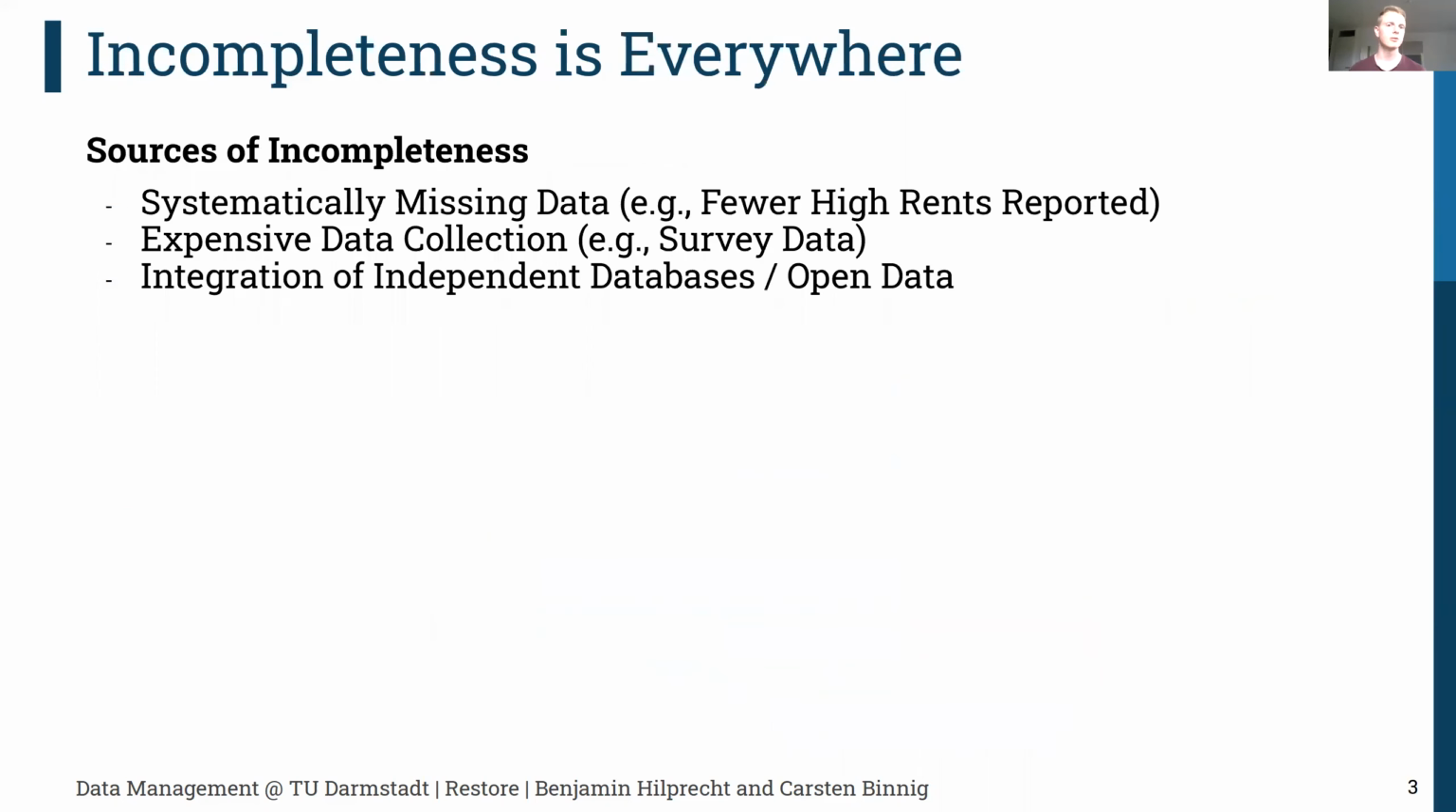And there are many sources for this incompleteness in general. You might have systematically missing data. For instance, it could be that fewer high rents are reported in your data set because landlords don't want to disclose this information. It could be that the data collection itself is expensive because we are dealing with survey data, and that's of course very expensive to obtain a complete data set. And you could also integrate different independent databases or try to augment your data with open data. That can also lead to incompleteness, as we see next.